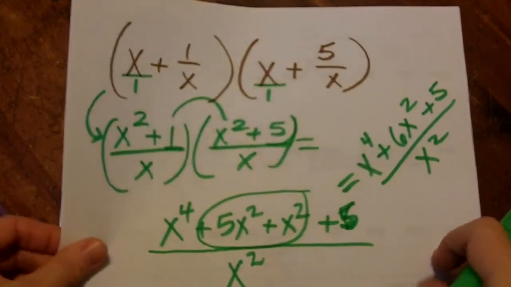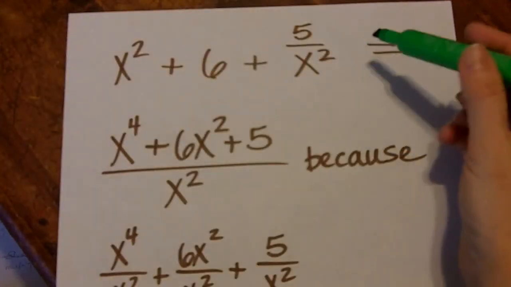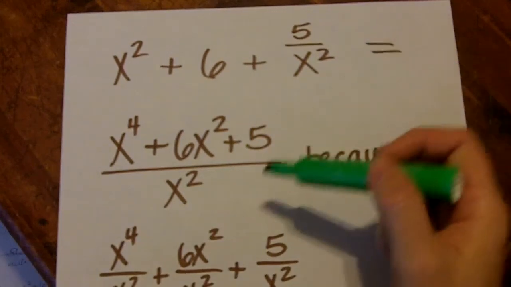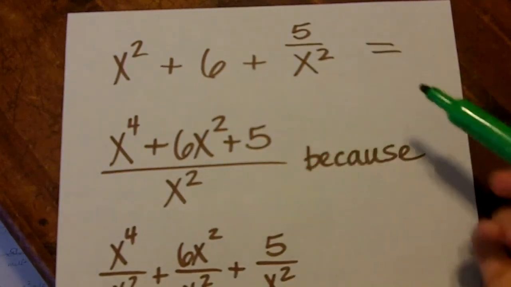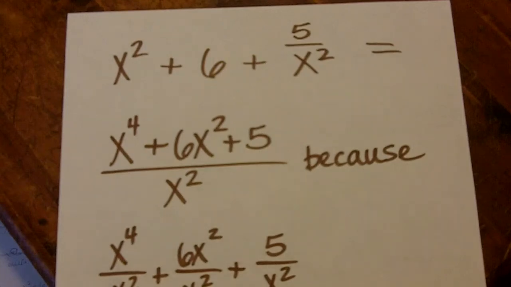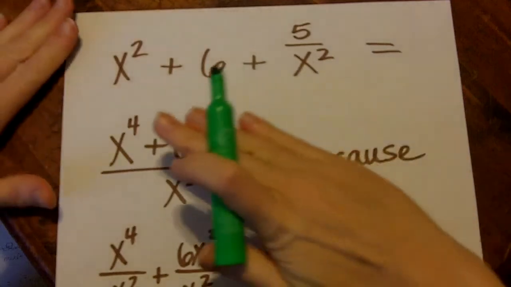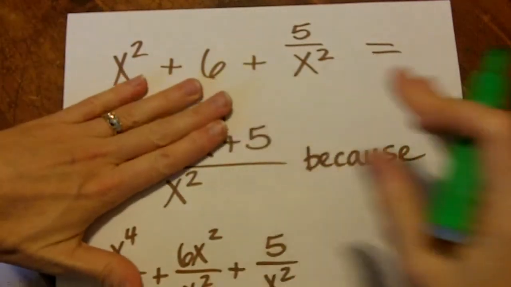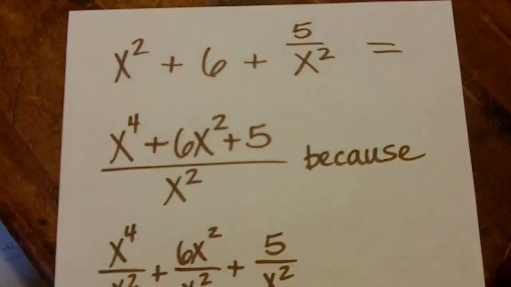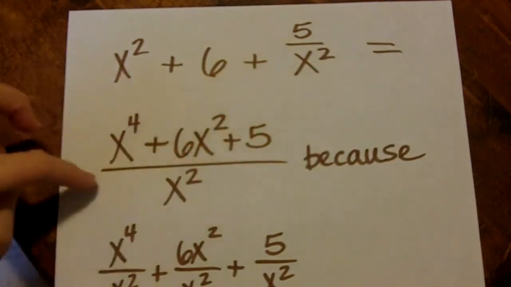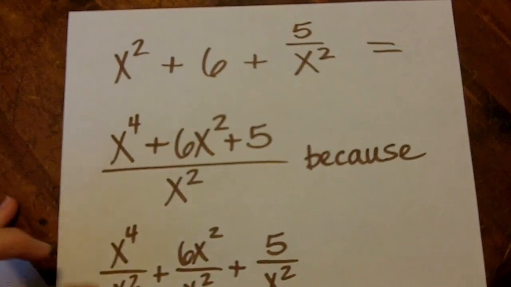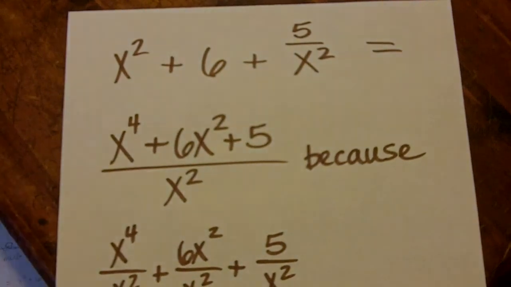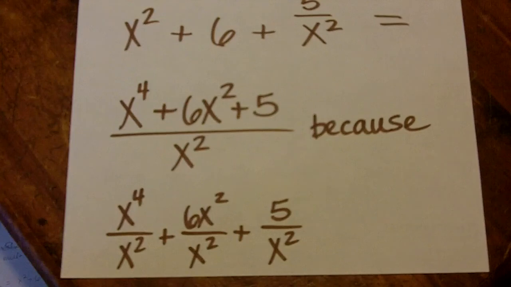Now I'm going to show you the answer that we got when we FOILed it and the answer that we just got by doing the problem. They are actually equal to each other, even though they don't look like they are. Remember, in one of our lessons we said that we could represent each of the things in the numerator over the entire denominator. So in other words, this whole problem could be represented as x to the 4th over x squared, and 6x squared over x squared, and 5 over x squared.